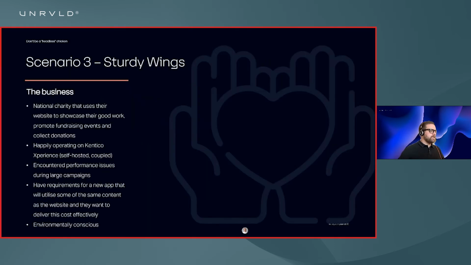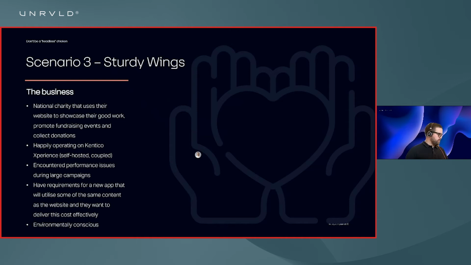Okay, so last one. The last example is a charity we've called Sturdy Wings. This is a national charity that uses their website to showcase their good work, promote their fundraising events and collect donations. They're happily operating on the Kentico Experience EMS. It's a self-hosted, classic setup with a coupled solution. They've encountered performance issues when they do big campaigns.